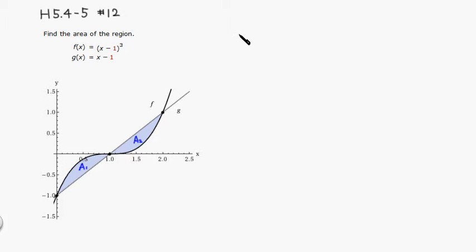Let's find the A1. A1 is going to be the integral from 0 to 1. The top curve is this cubic one, so you have the quantity x minus 1 cubed, and then you're subtracting x minus 1, so minus x minus 1, then dx. Let's compute that.